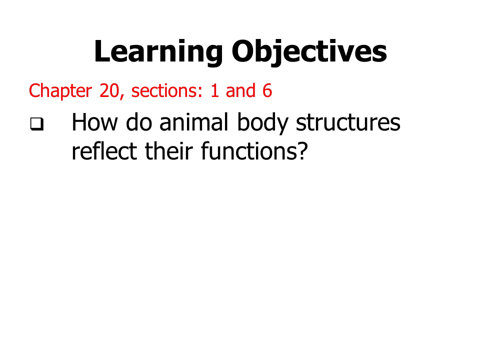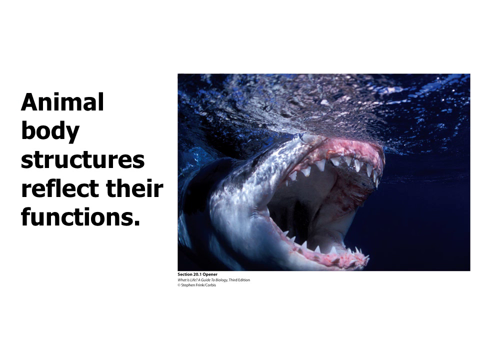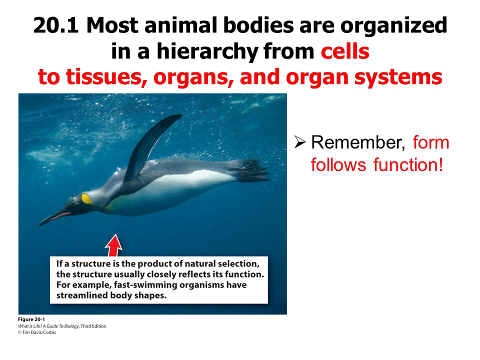Learning objectives for chapter 20 is sections just 1 and 6, and knowing how do animal structures reflect their functions. We've talked about this before, form follows function in the context of cells, but now we're going to be talking about bigger things like entire animal structures. So when I say form follows function, it's a simple statement, but it captures one of the most universal relationships in the living world. Think about planes. There's different types of planes.